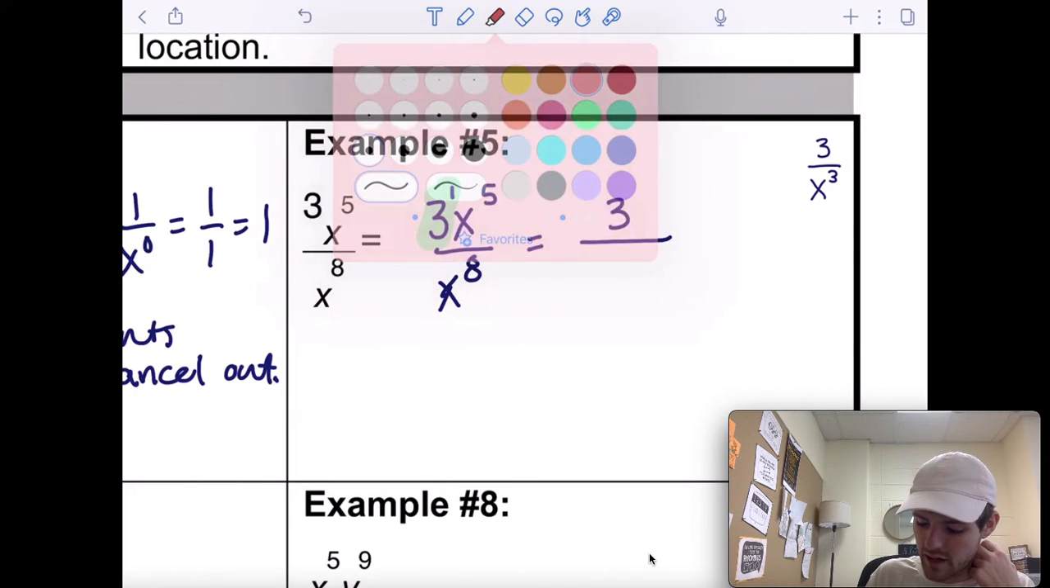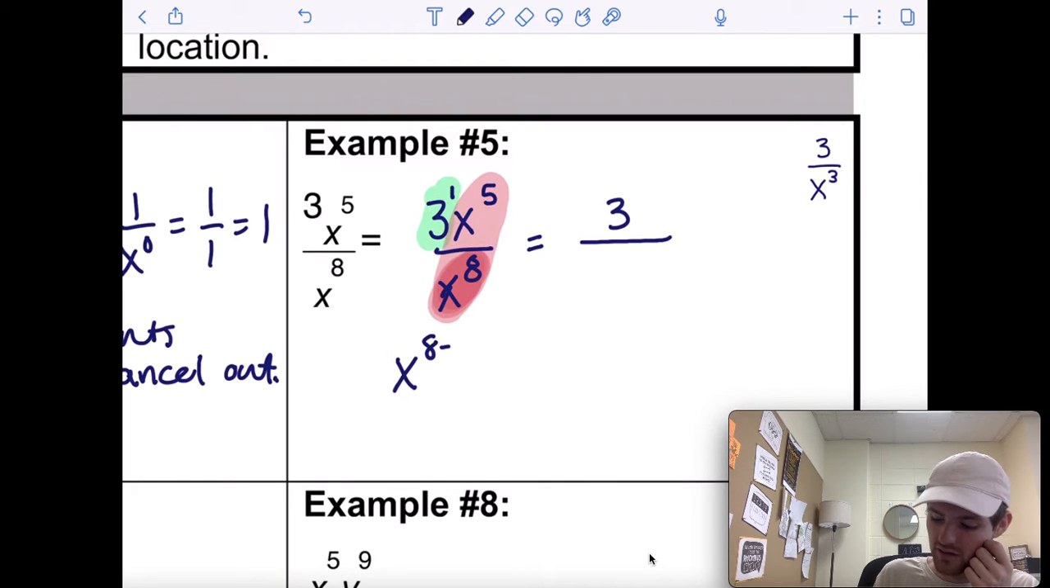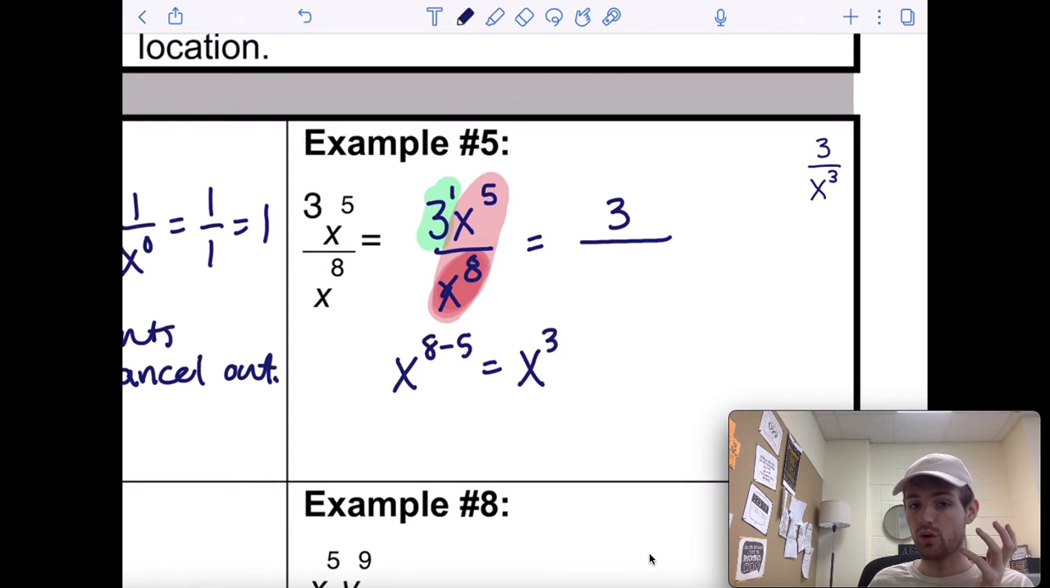Then, when I look at my x's, which one's bigger? X to the 8th is bigger. So I'm doing x to the 8th minus 5, giving me x to the 3rd. The answer goes where your bigger exponent started. So because it starts in the bottom, I'm going to put my leftovers in the bottom. Voila.